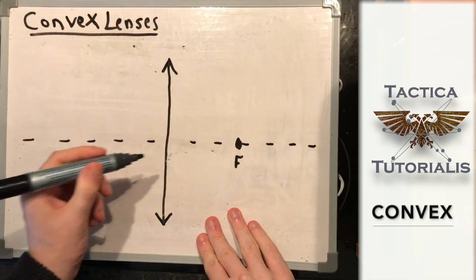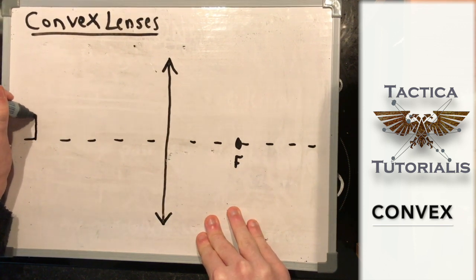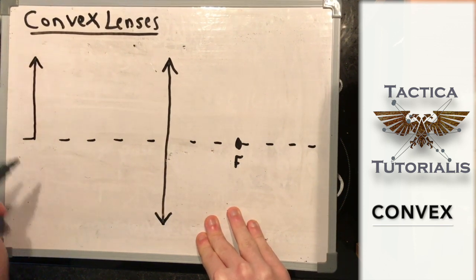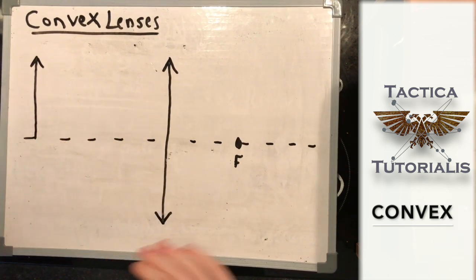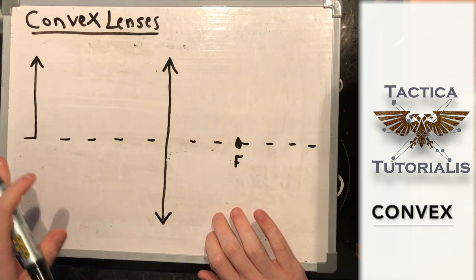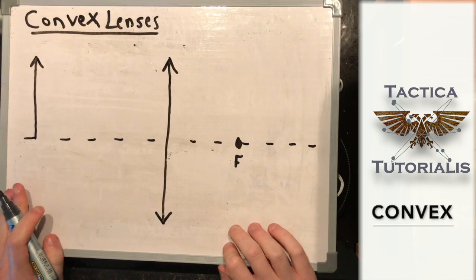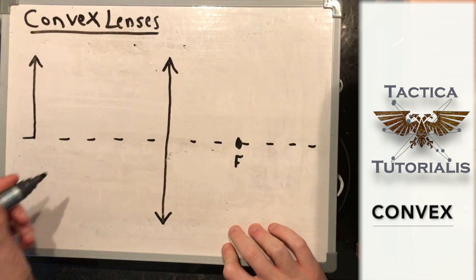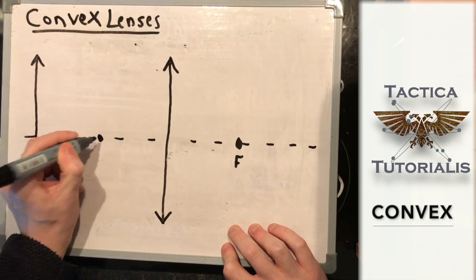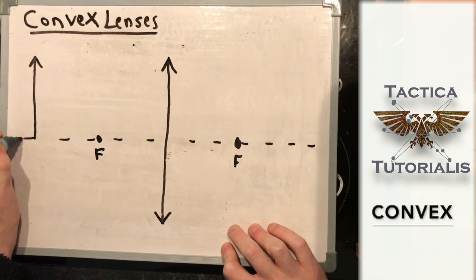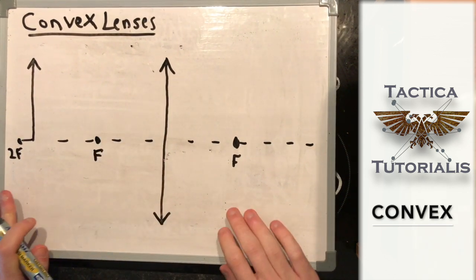The first one is to draw our object. And for that, we're going to do an arrow. And we want to position it. It depends really on what your question asks you, but where you place it determines what the image actually looks like. So let's say that's that far. That's one focal length, and that's two.